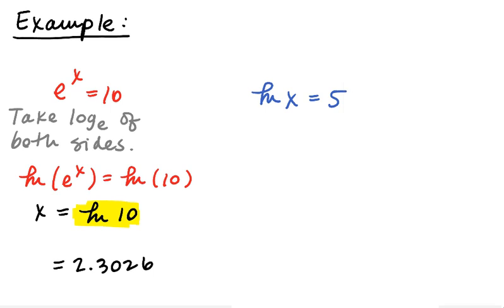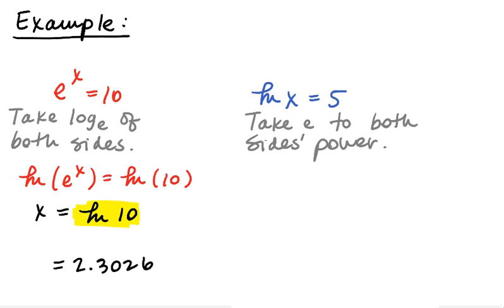For the one on the right, I'm going to need to undo natural log, and so that'll be take e to both sides power. And so I'm going to take e to both sides power. e to the natural log x equals e to the 5. Okay, e to the natural log x, that's just x. x equals e to the 5. Again, e to the 5, this is an exact answer.